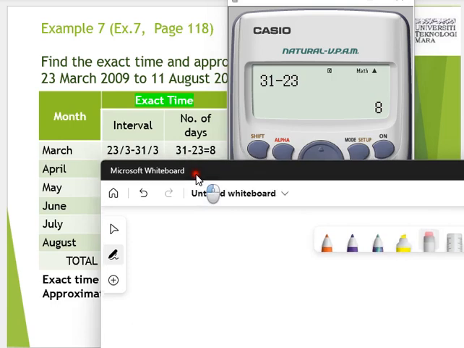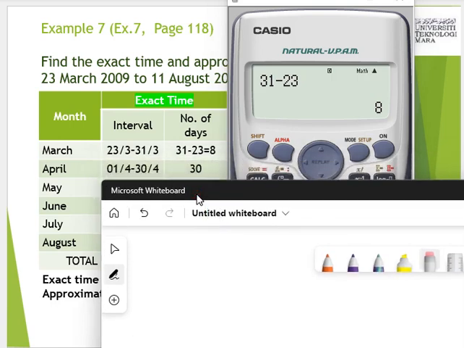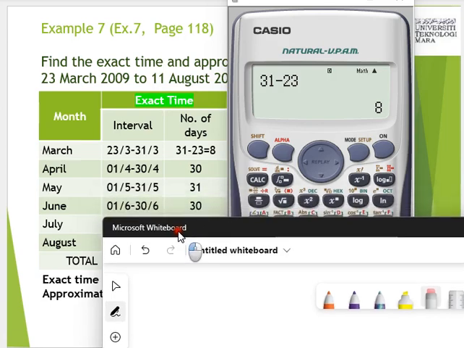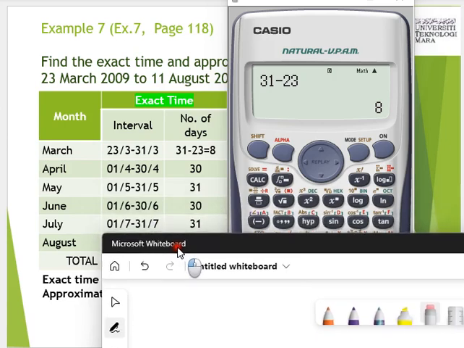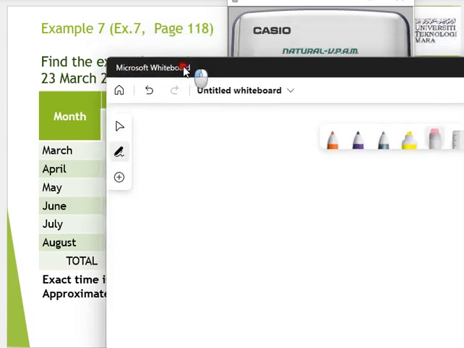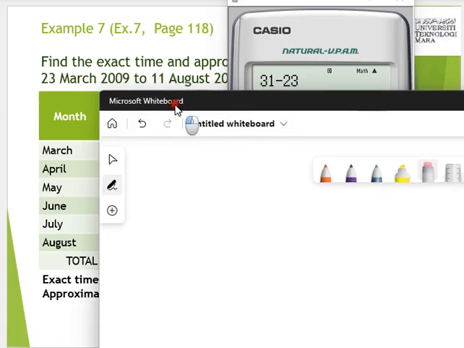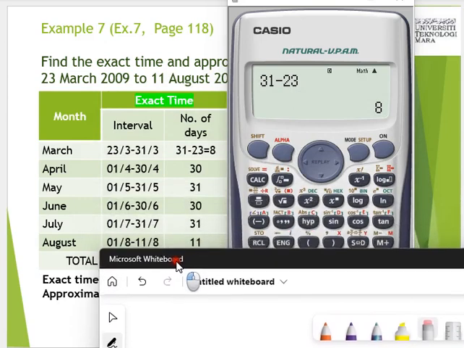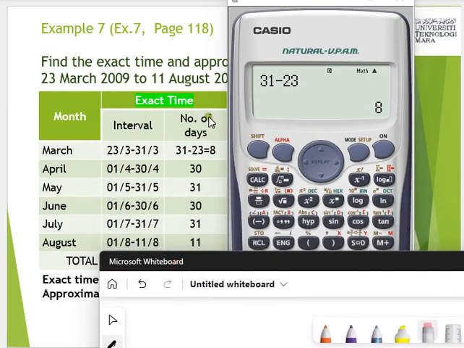April, you have 30 days. May, you have 31 days, because for exact time you need the actual days allocated in the respective month. On June, you have 30 days. On July, you have 31 days. Same goes with August, but here you only go until 11 August, so August will be only 11 days. So total up the days.